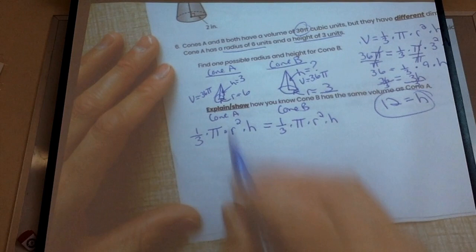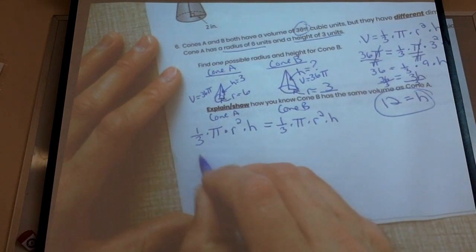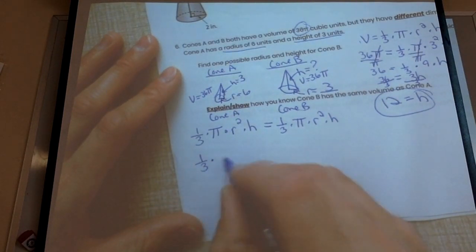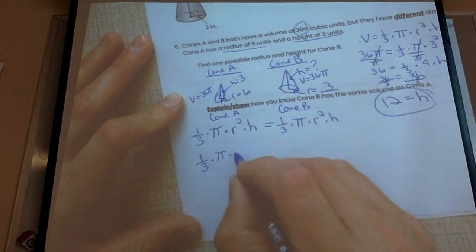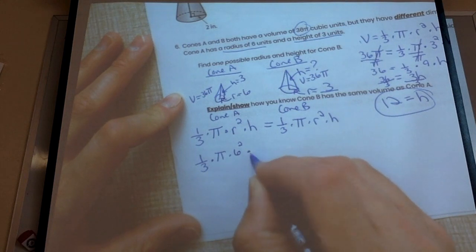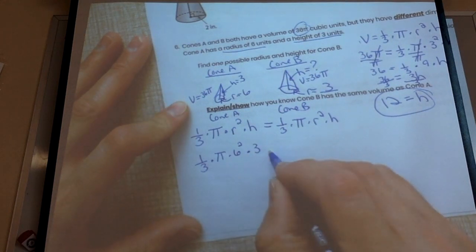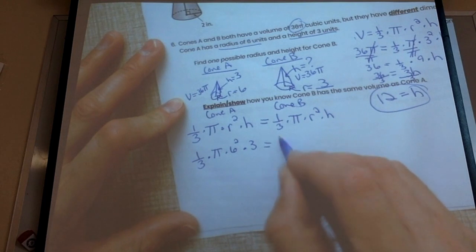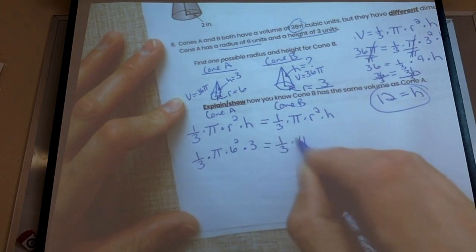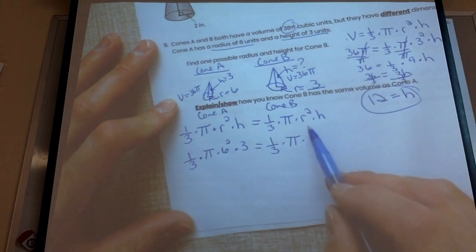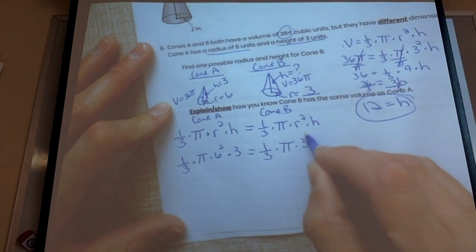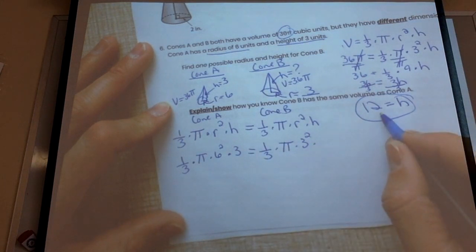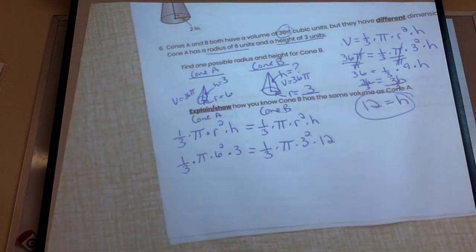So let's plug in information for cone A. 1/3 stays the same, pi stays the same. Our radius in cone A was 6, so that's going to be 6 squared times our height of 3. Should equal 1/3 times pi times our radius that I picked for cone B, which was 3, so it's going to be 3 squared times our height. We figured out our height is 12. So when we do the math of all this, it should come out even.